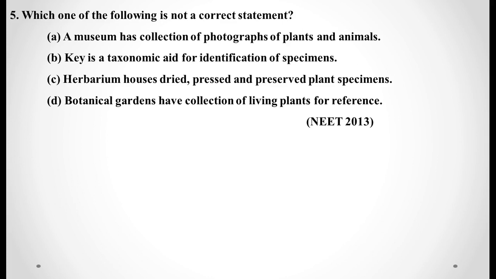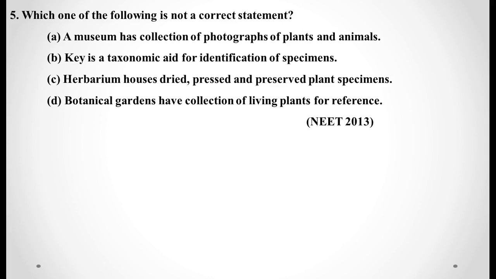The third says herbarium houses. So a herbarium is a place, a house, where dried and preserved plant specimens are kept or stored for further research and future study. Botanical gardens are a collection of living plants for reference. A botanical garden itself indicates that it's a garden where living plants are grown for reference, study, and research purposes.